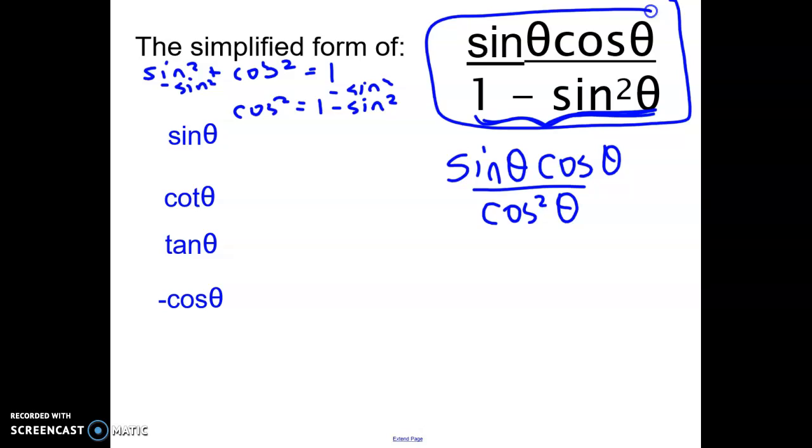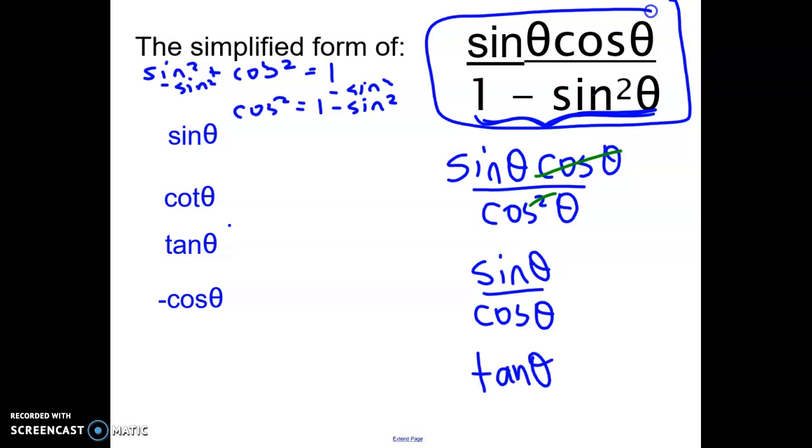Where can we go from here? Divide a cosine out, right? So here there's a cos on the bottom, and cos squared means there's actually cos times cos on the bottom. So there's like cos on the bottom. So usually what I do is I just cancel out the squared, because now if you divide out a cosine, there's not a cosine squared on the bottom. There's just a single cosine left. So that leaves us with sine theta over cos theta, and sine over cos, yes, is tan. So my answer here is that tan is the simplified form of this equation.